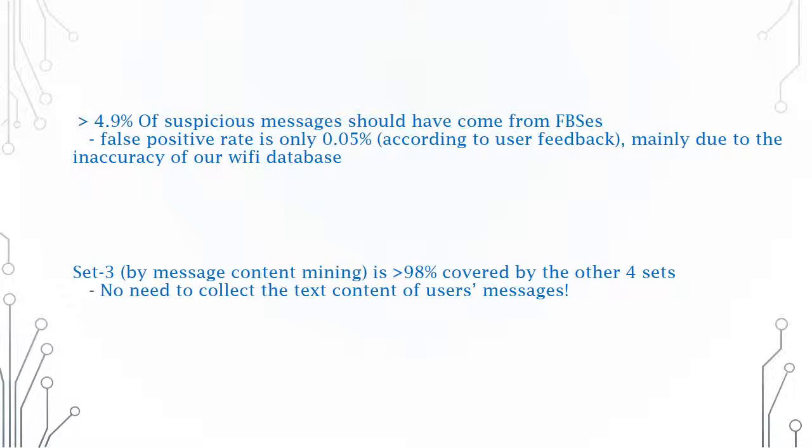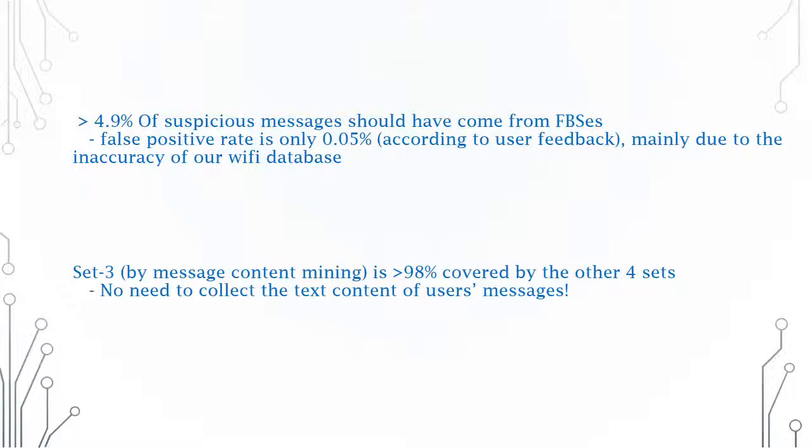When it talks about the user feedback, what it means is that whenever the system identifies that a particular suspicious message has originated from the fake base station, it communicates back to the user via the phone app and asks the phone user for feedback on whether it indeed was a fake message or a scam message. And based on that information, we can see the false positive rate is only 0.05%.